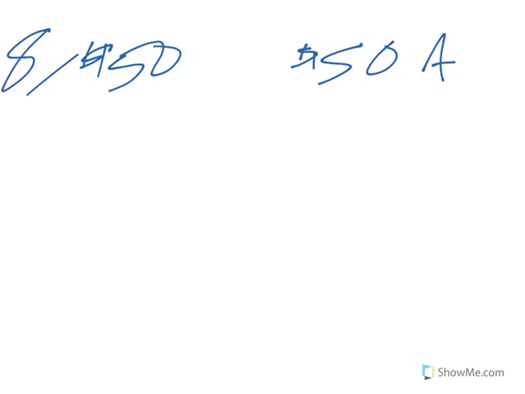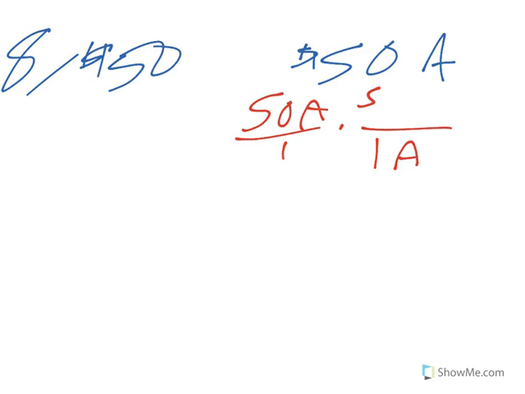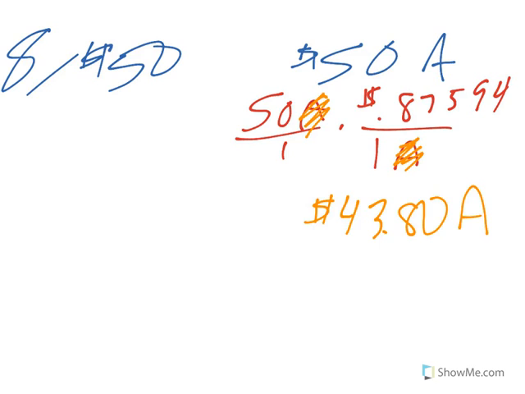So I chose to take my 50 Australian dollars and change them to US dollars. If I'm putting the Australian dollar on the bottom, that means I'm using which column? That's right, the middle one. So I have 0.87594. That allows my Australian piece to go away. I multiply across, and I get 43.8. So this jacket will cost you $43.80 in Australia.